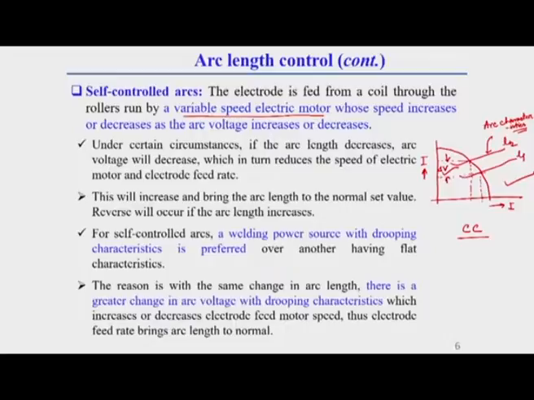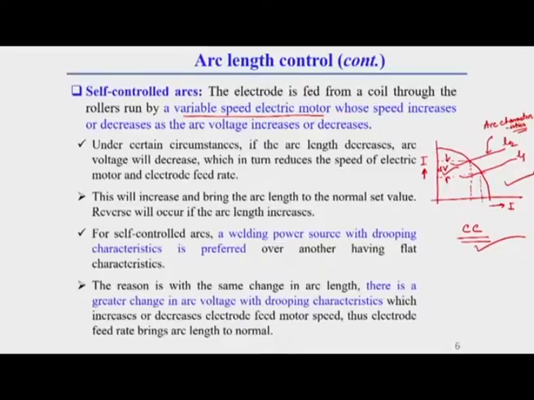That's why this type of characteristic curve is preferable for varying the speed of the motor. When a variable speed motor is used to control the arc length, the power source characteristic should be constant current type, then it gives better control of the arc, because more voltage change can be observed. Due to this more voltage change, the variable speed motor speed will increase or decrease, and it returns back to its original arc length.